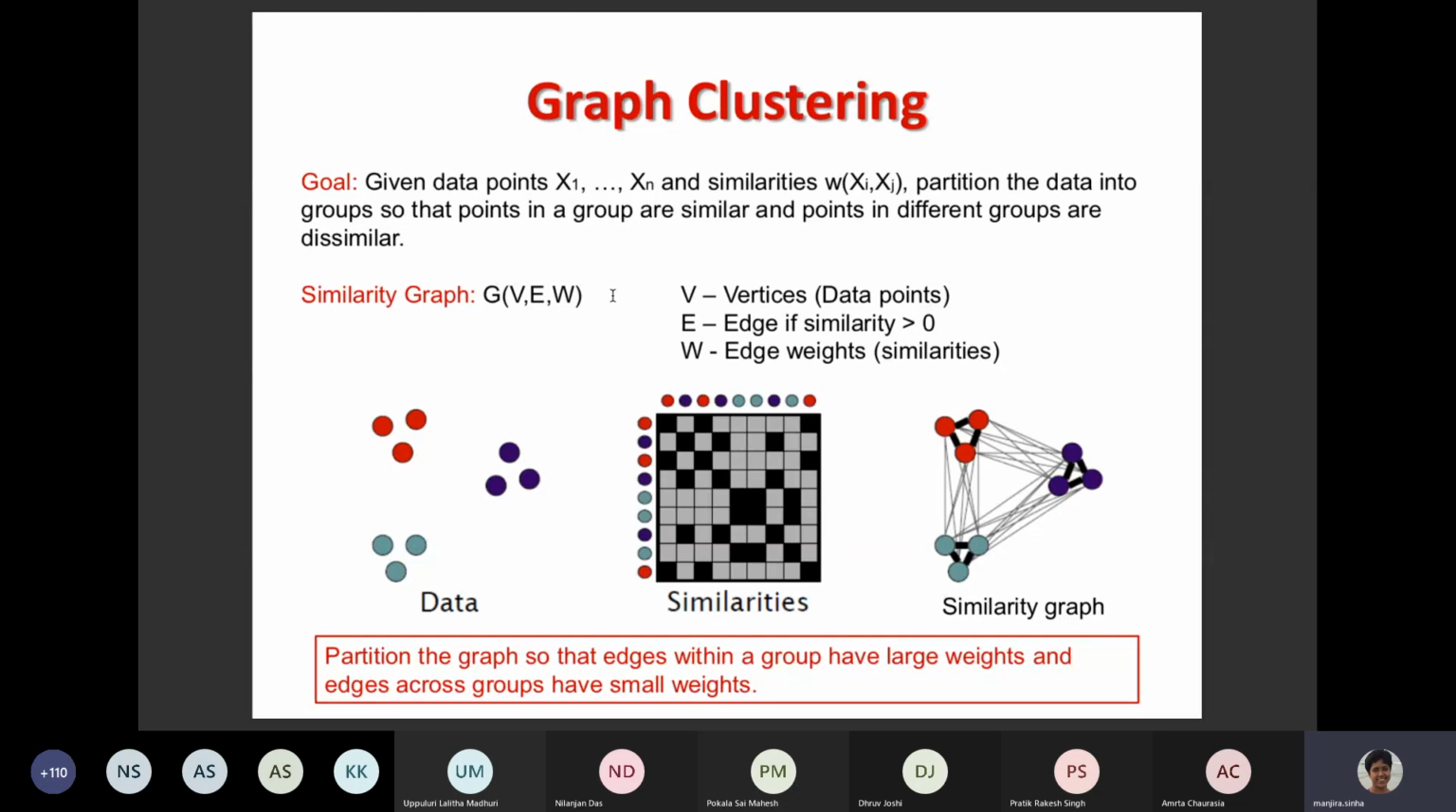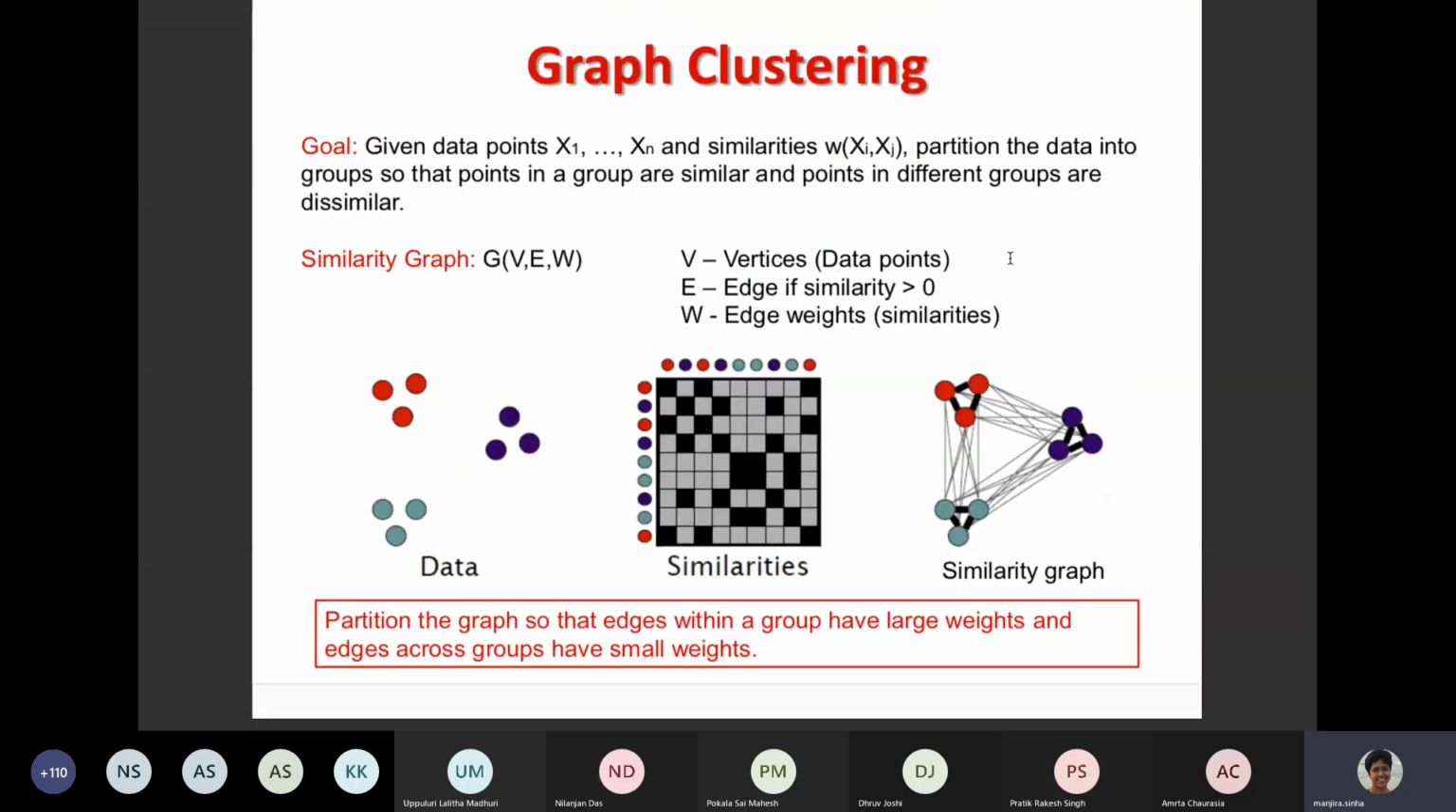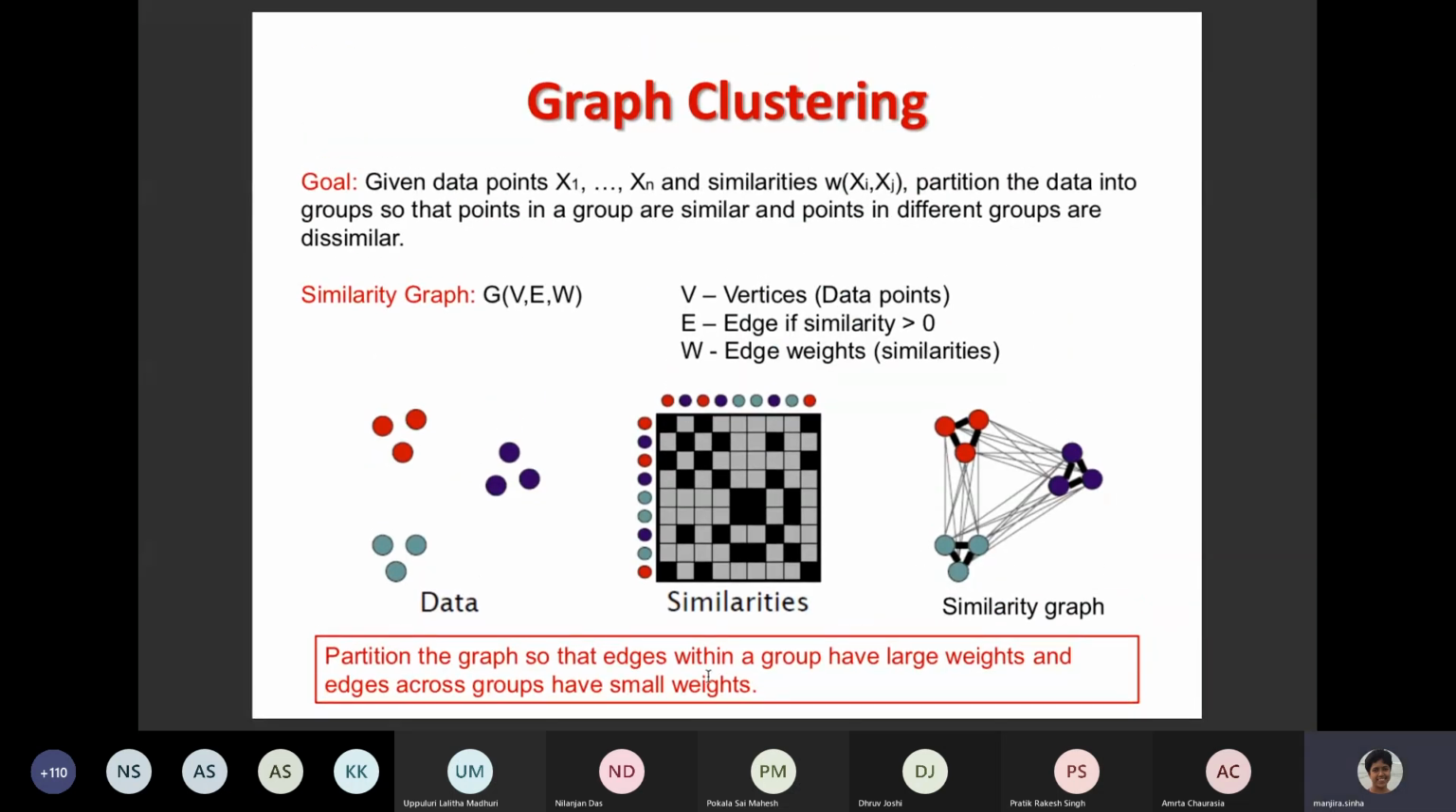So when we try to do graph clustering, what is our goal? Given data points x1 to xn and similarity w between xi and xj, first we need to construct the graph based on the data points and the similarities. Then we need to partition the graph in such a way that similar points are in the same group and different points are in different groups. So partition the graph so that edges within a group have large weight and edges across groups have smaller weight. That is, inside the cluster we have large connectivity, outside the cluster we have lesser connectivity.